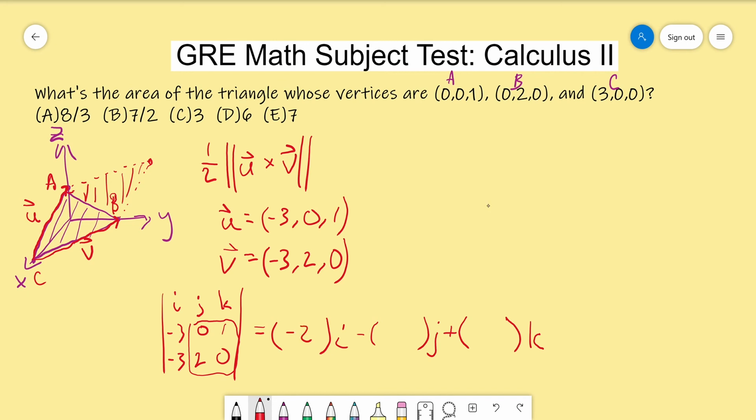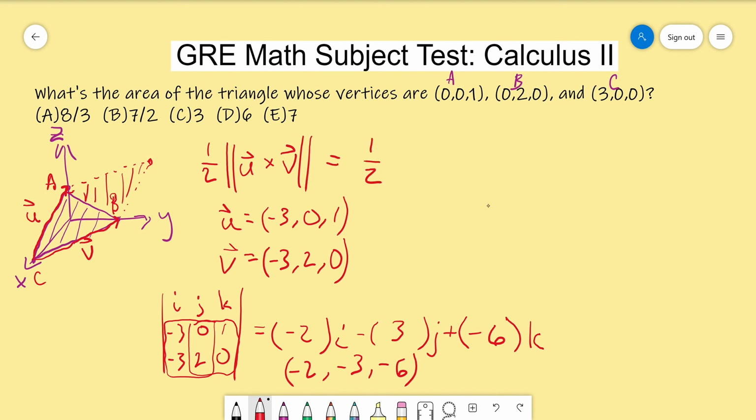And to find the coefficient of J, we're going to take the determinant of negative 3 times 0 minus negative 3 times 1. So that's going to be a positive 3. Right, minus negative 3 times 1, yeah, so that's a positive 3. And then for K, we're going to take the determinant of this part, so that's going to be negative 6 minus 0. In other words, our cross product is going to be the vector negative 2, negative 3, negative 6. So that's what this cross product is.